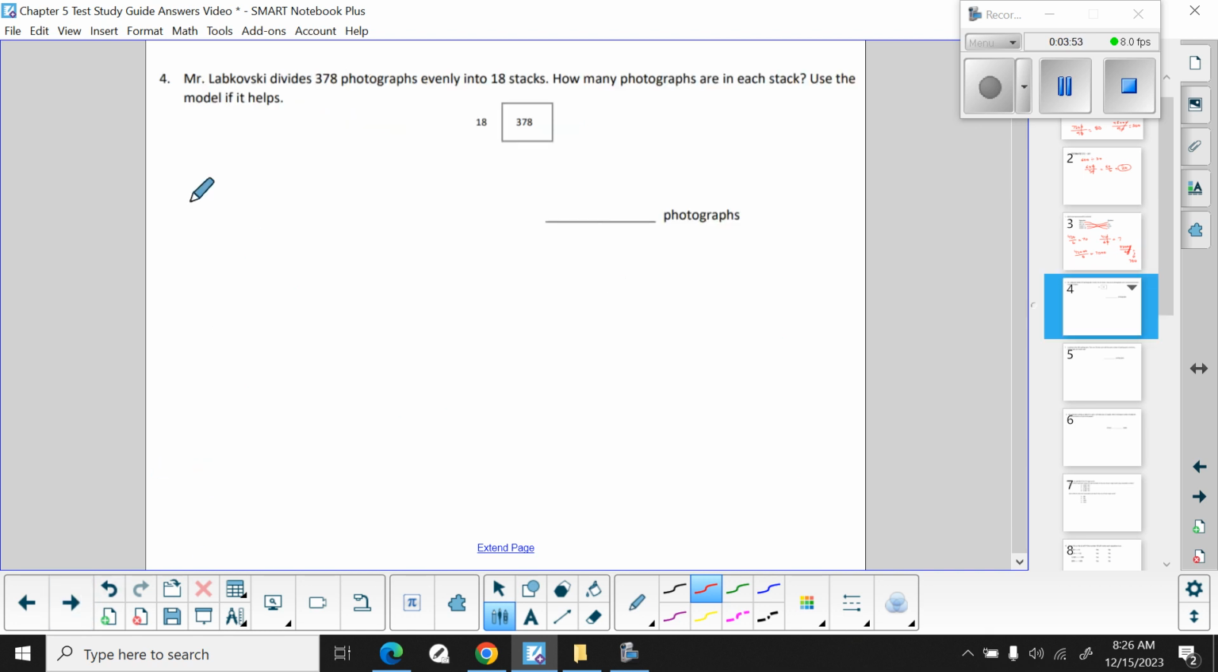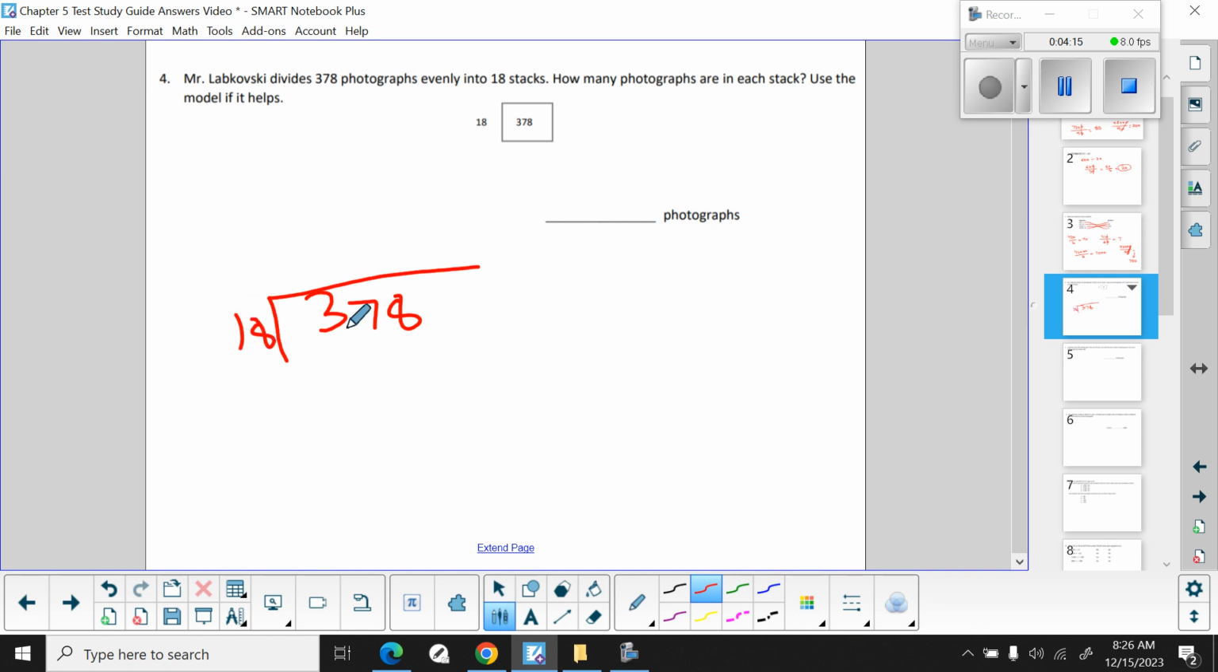For number 4, Mr. Wilkowski divides 378 photographs evenly into 18 stacks. How many photographs are in each stack? Use the model if it helps. Alright, so the model, you can use an area model. 18 times what number would give me 378? I like just doing the division. So 378 divided by 18.